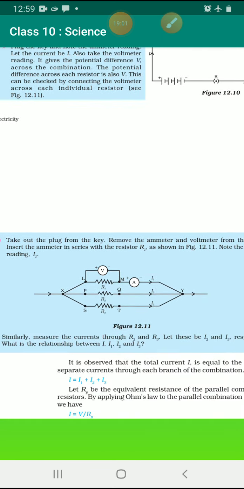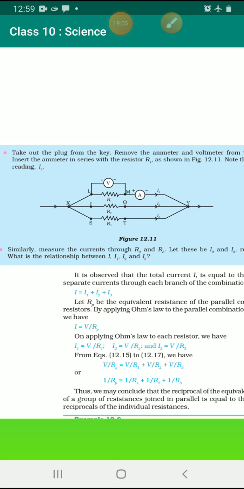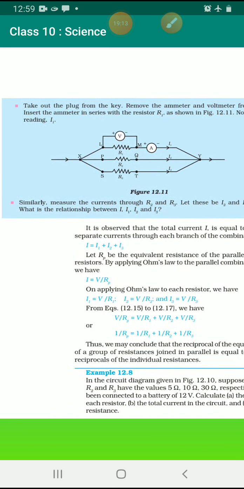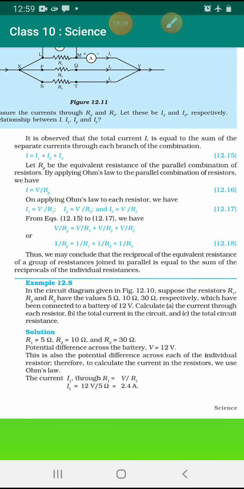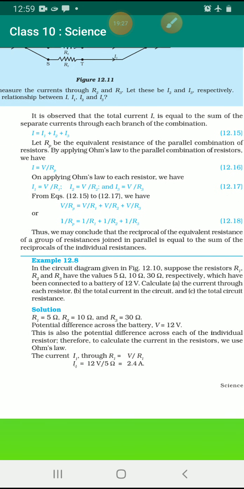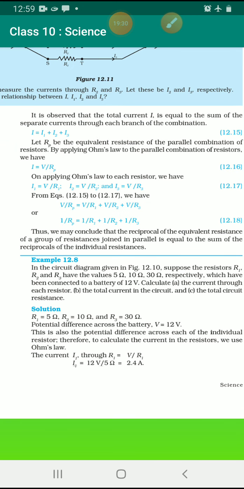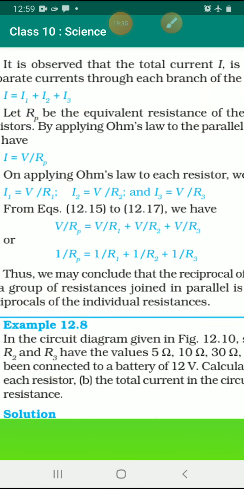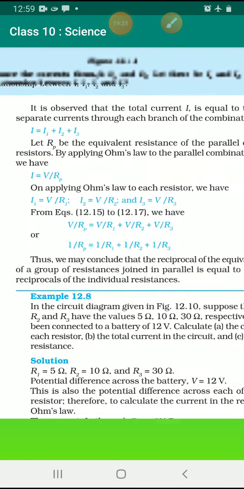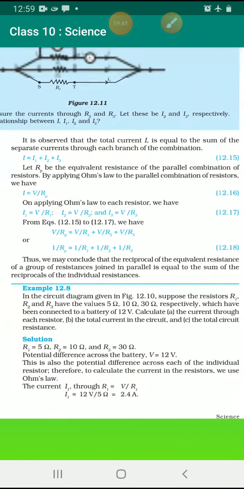So same thing here also. If we connect a voltmeter across each individual resistor, the readings will be equal. Look here, it is observed that the total current I is equal to the sum of the separate currents through each branch of the combination, right? So we can say that I is equal to I1 plus I2 plus I3. Remember, RP means P for parallel, and S for series.